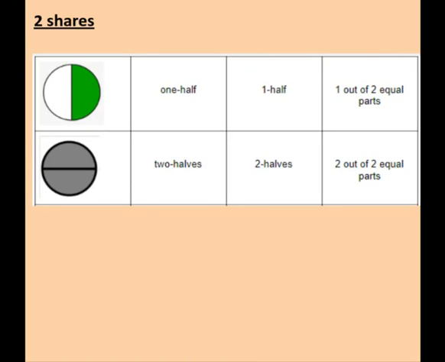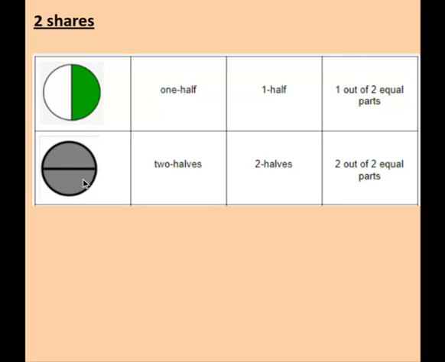So we have a circle that has two shares on both of these circles, but only one of my shares is colored in on top. If I want to name only one of those shares, here are three different ways I could name one of those shares. I could say 1/2, or I could say 1 out of 2 equal parts.